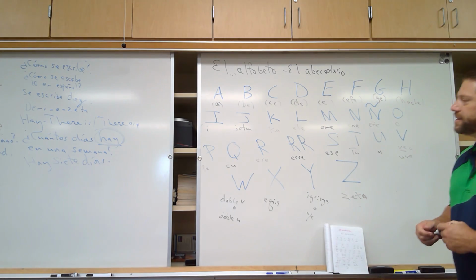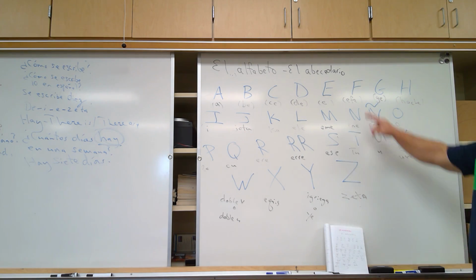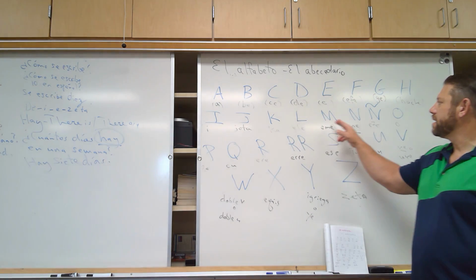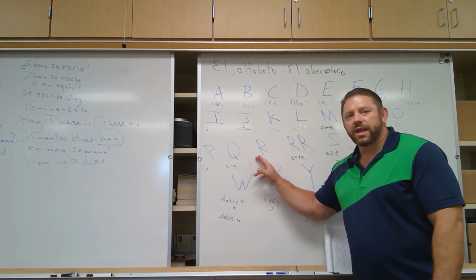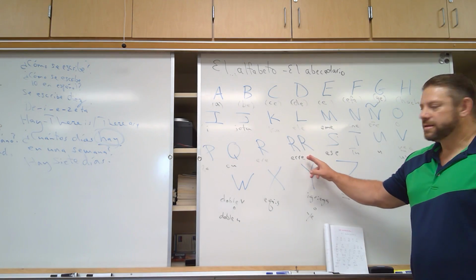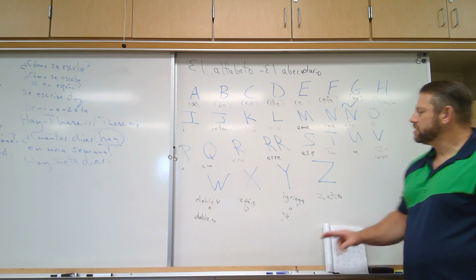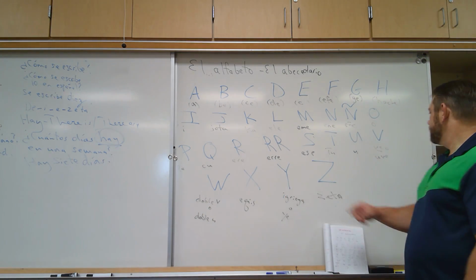I know we're by ourselves. So I'll go over it one more time. Ready? So it's A, B, C, D, E, F, G, H, I, J, K, L, M, N, Ñ, O, P, Q, R, double R, S, T, U, V, W, X, Y, and Zeta.